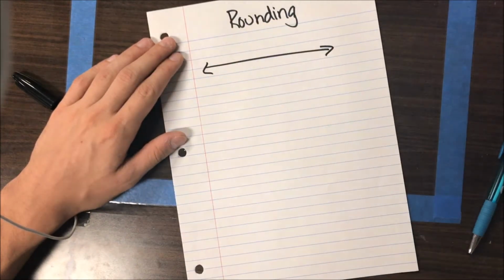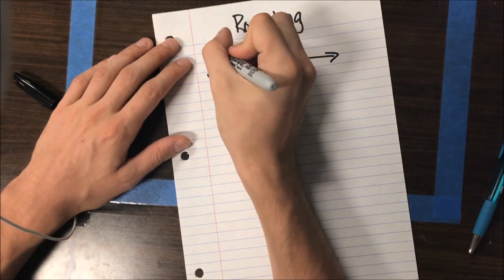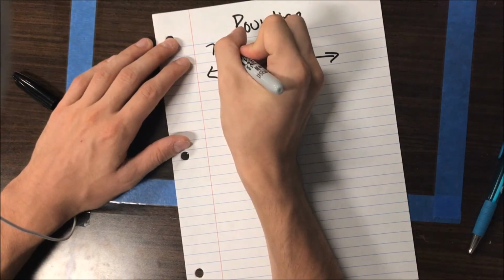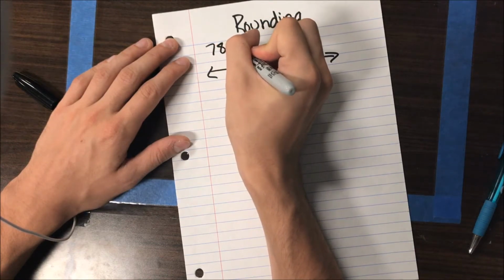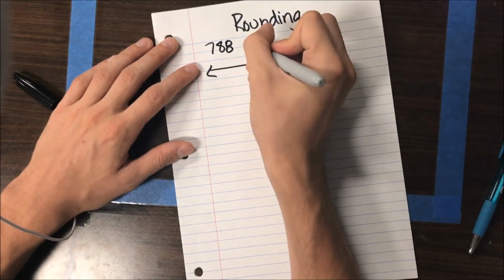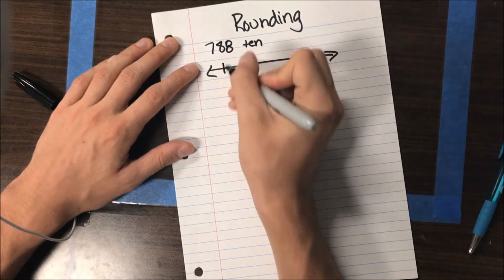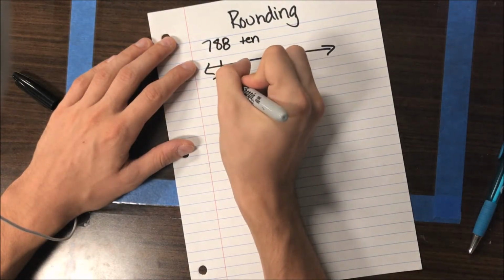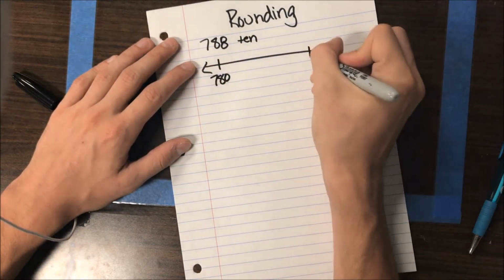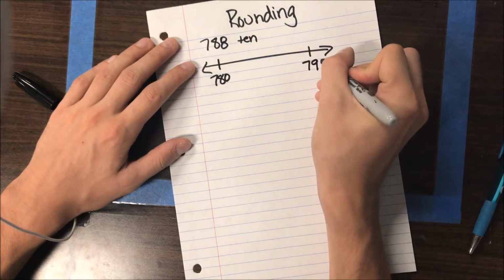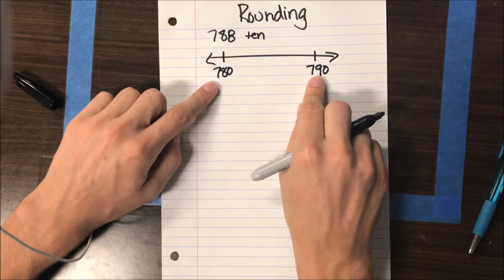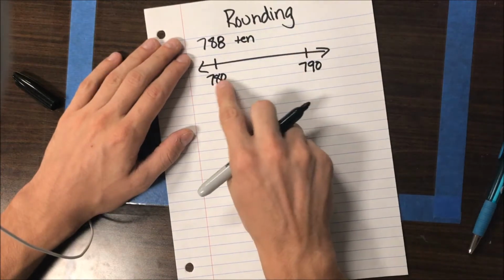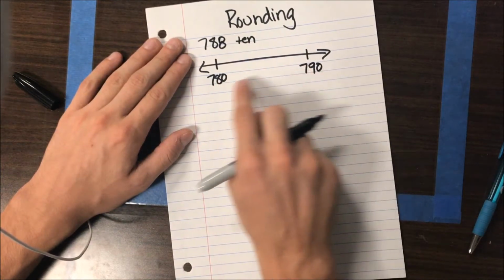So if I was going to round, let's say, 768 to the nearest 10, then I would have 780 and 790 as my benchmark numbers. And so I have to decide which one is 780 closer to.